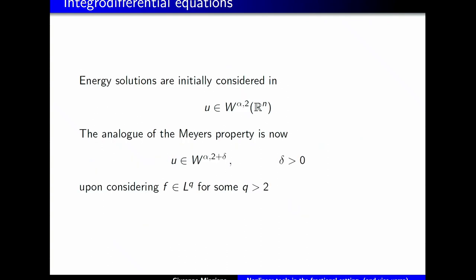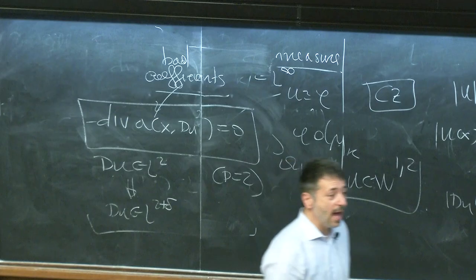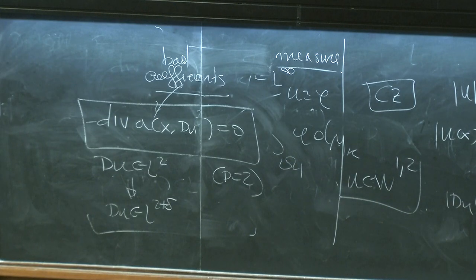So the analog, okay, what is the definition of energy solution? You are in W^{α,2}. I will not recall, at least in this conference, the definition of the fractional Sobolev space. So please allow me to not, in this conference, recall the definition of Sobolev-Slobodeckij space. So the natural definition you want to start with, and which is the natural analog of the energy solution, which is in W^{1,2} in the local case, is W^{α,2}. And if you want to extend what you get in the linear case, you are led to assume that u is in W^{α,2+δ} for some delta. So this is the Myers property in this case.